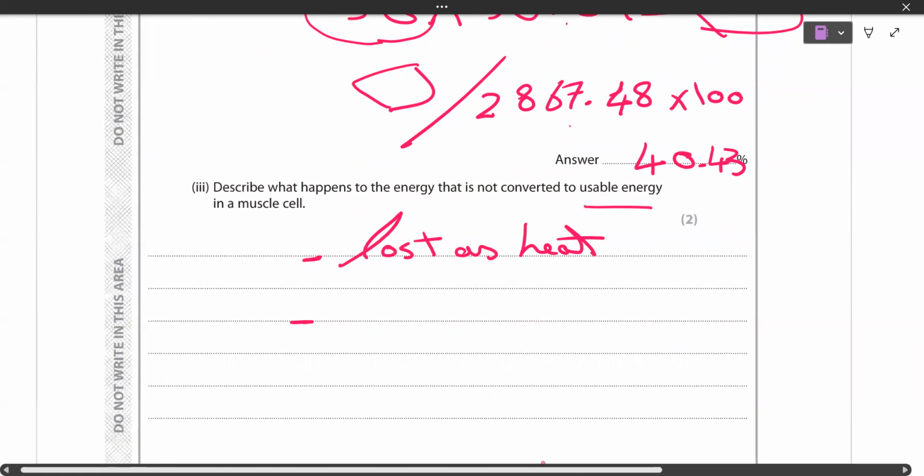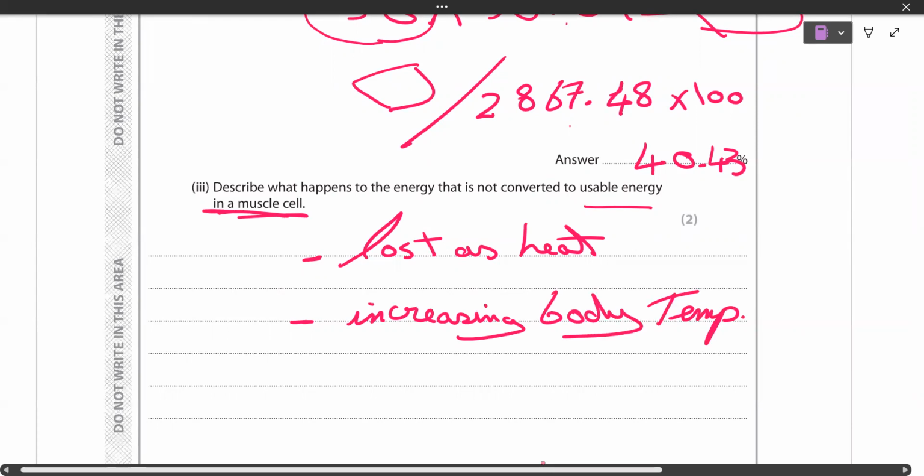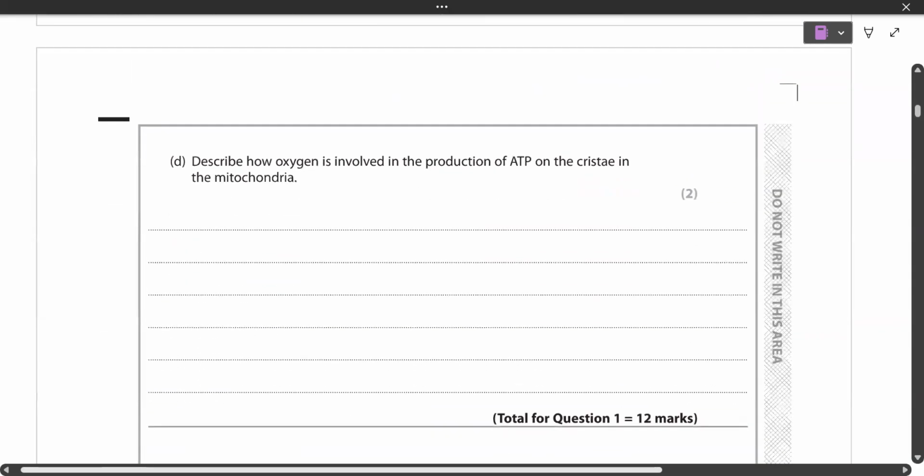the energy release or a wastage of energy generally in the body. He said in a muscle cell. So in a muscle cell, it will be lost as heat or increasing body temperature. And this should be the second point. Then question D.